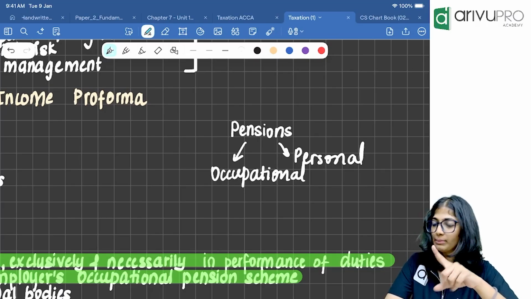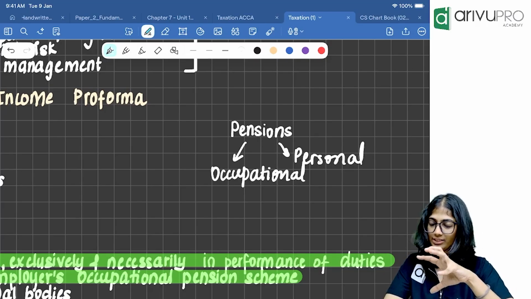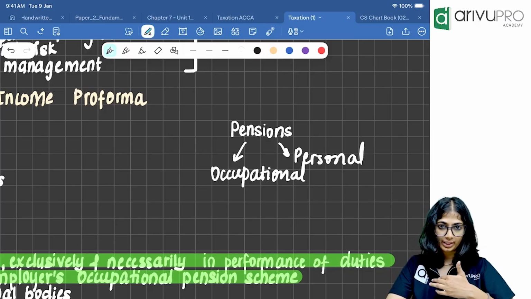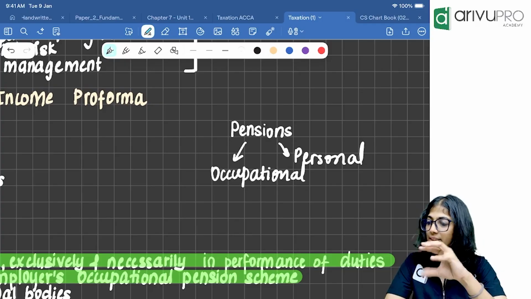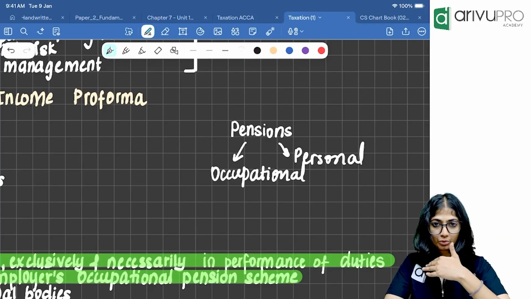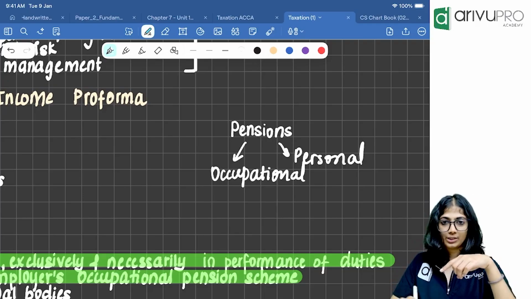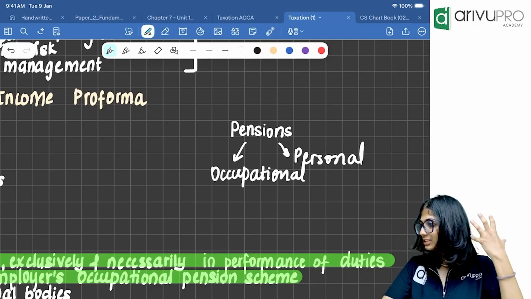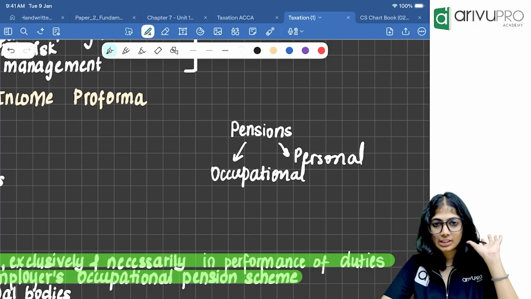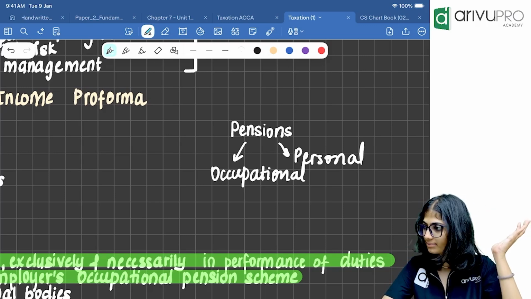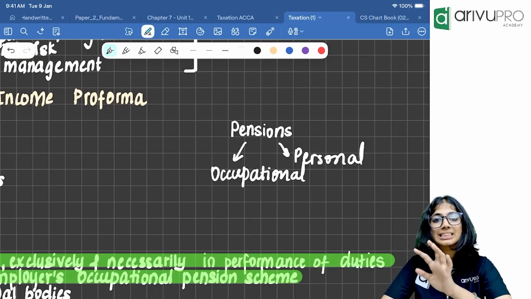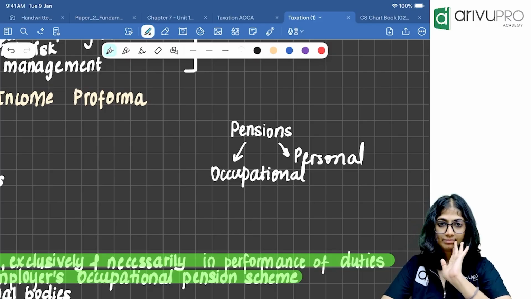Sometimes you're like, hey, the occupational pension scheme is utter rubbish, I'm not going to go for that. You can opt out of it. You can tell the employer, your pension scheme is a waste, I'm going to have my own personal pension scheme. They will opt you out of it. You can have only personal as well. Sometimes you feel the occupational pension scheme the employer is providing is great. You can have only occupational as well. Personal you don't need. But pensions are of two types: occupational that the employer provides you, and personal that you have for your own.